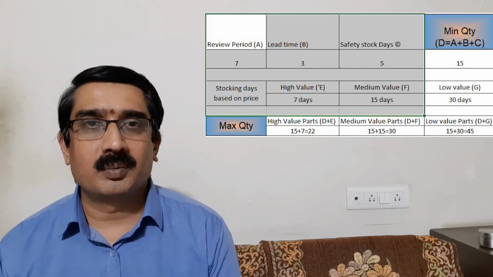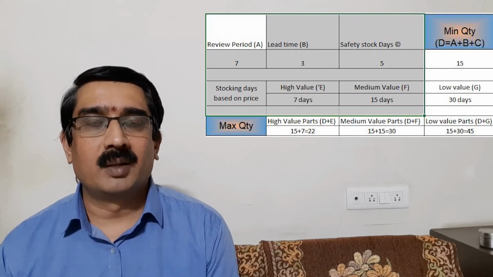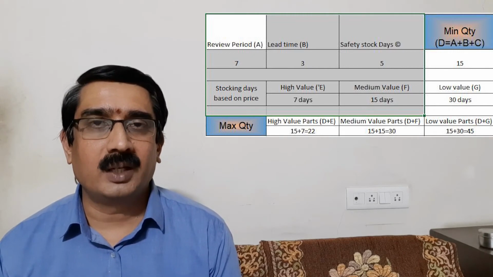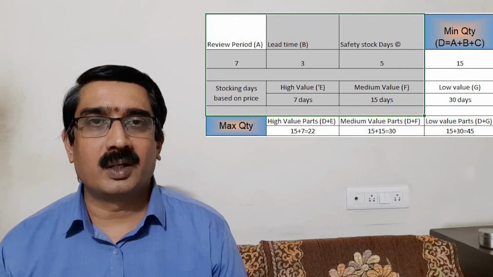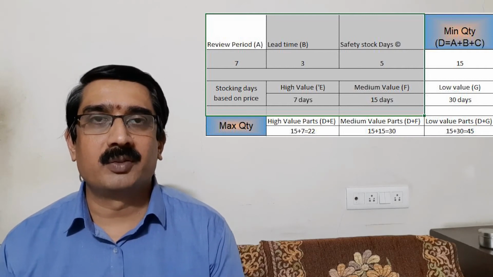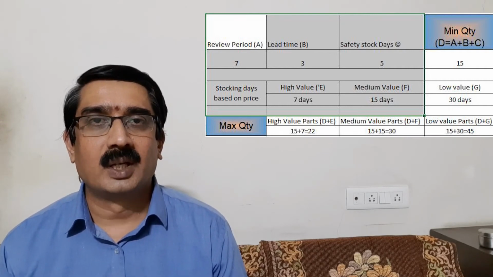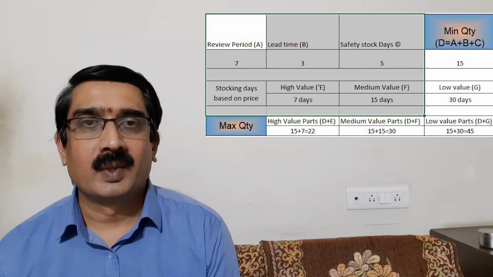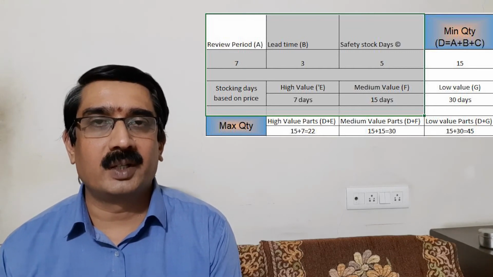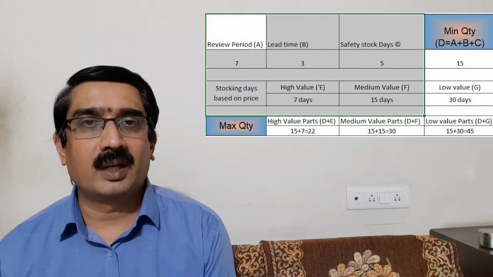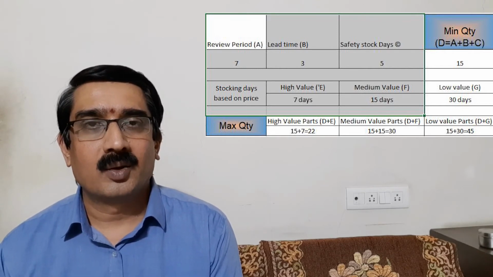When it comes to medium value parts, the minimum remains the same, that is 15. So plus 15 days review period for medium value item, that means 15 plus 15 is 30 days. So maximum quantity for medium value will be 30 days. For low value item, it is 15 days plus 30, 45 days of stock we can have. That is the maximum quantity.